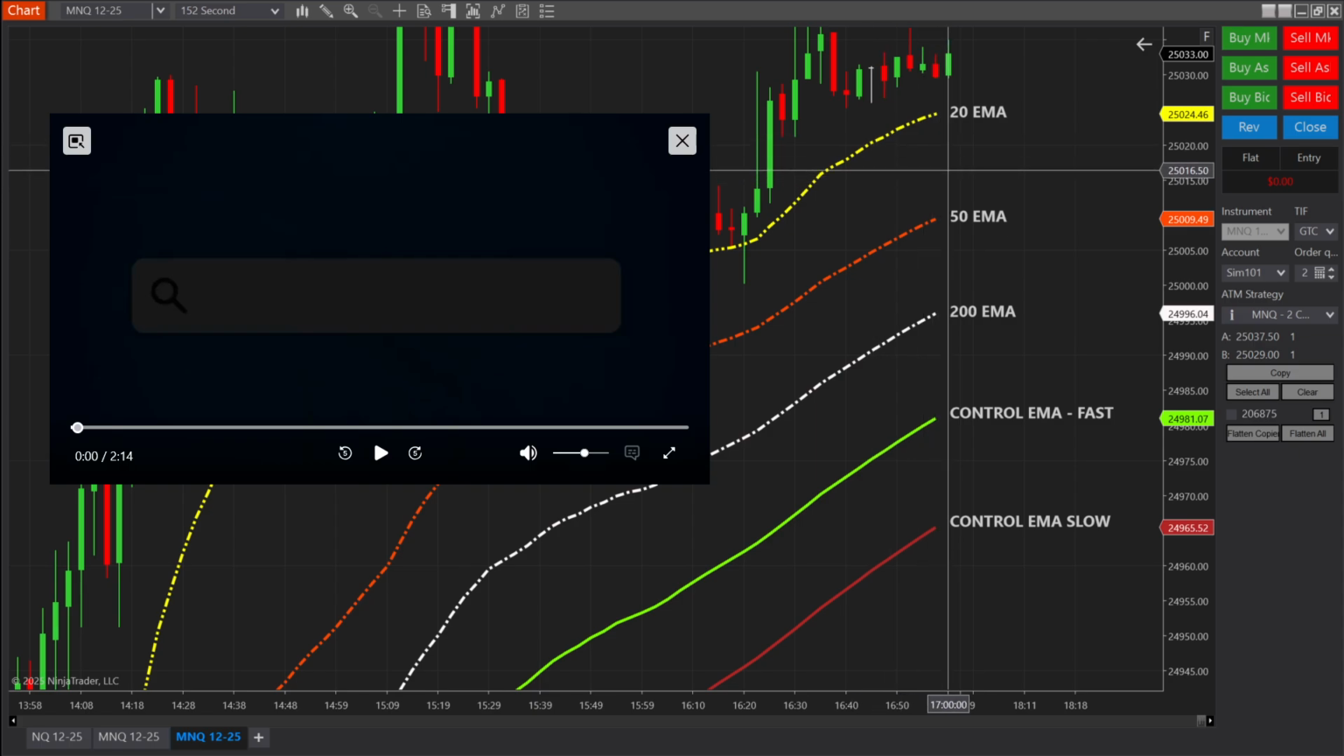On the forecast, you're going to have 5 of them that you need to know. The 20 EMA is the yellow dot dash. The 50 EMA is the orange dot dash. The yellow dot dash is the 200 EMA. And then you're going to have what I call a control EMA fast and a control EMA slow.